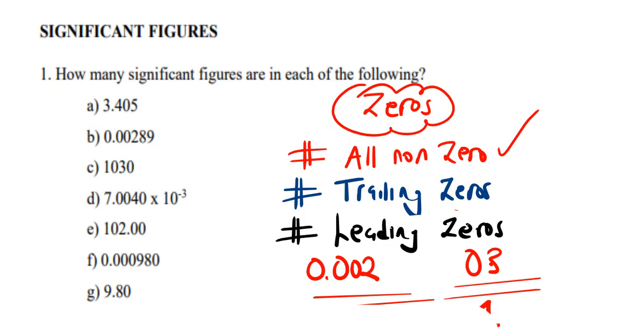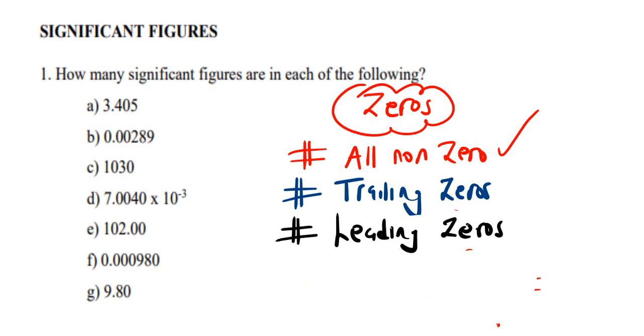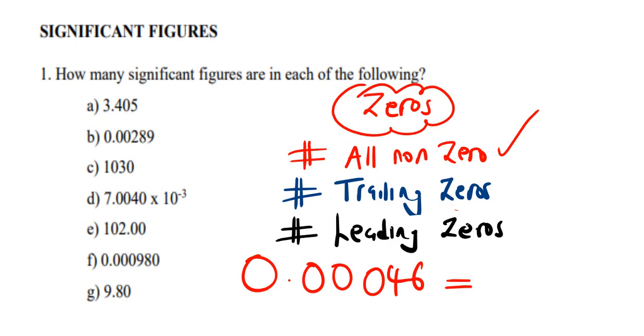Now, let me give another example. Let's say you have 0.00046. So what would be the number of significant figures in this case? All these leading zeros are just acting as placeholders. So in this case, we only have two significant figures, the 4 and the 6. They are the only figures that are significant. They are the only digits that are significant in this case.